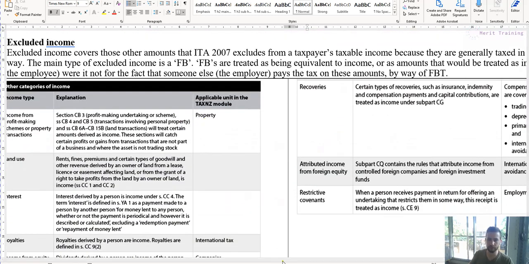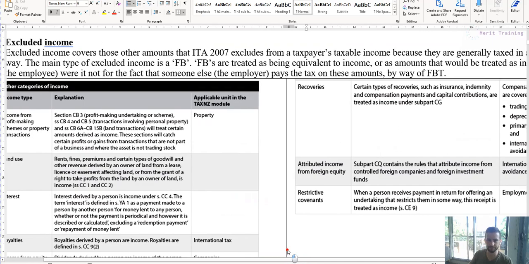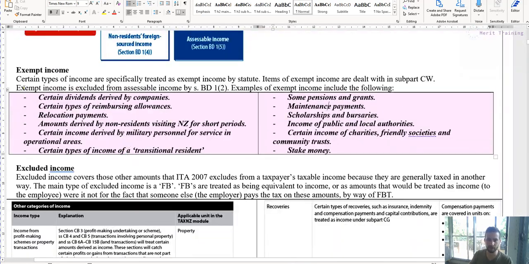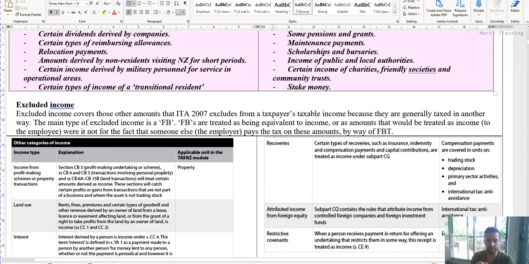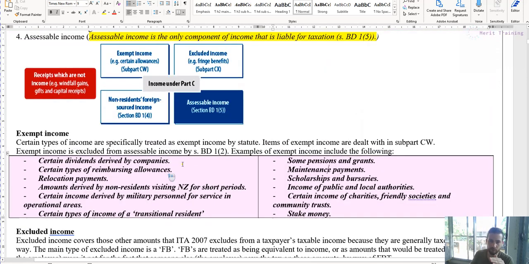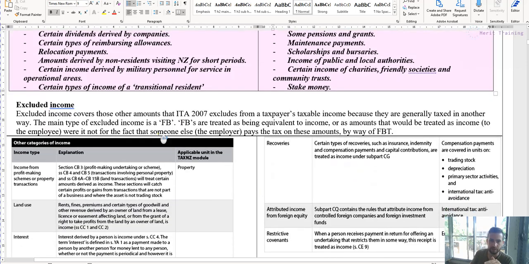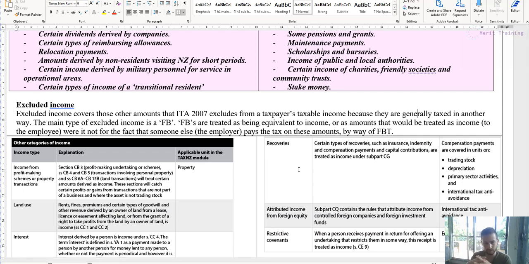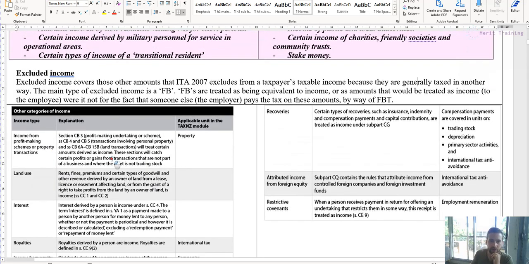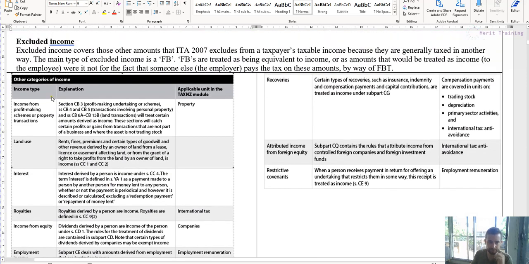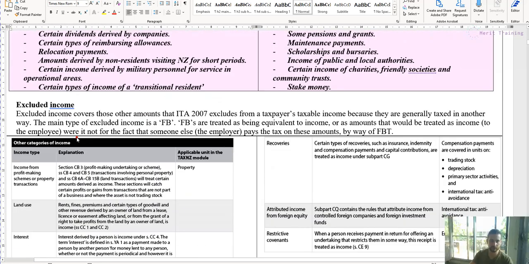The next type is excluded income. So what's the difference between excluded income and exempt income? Exempt income is specifically listed in the statute, whereas excluded income is income which is generally taxed in another way and therefore excluded on that basis. It's usually FBT. You usually pay FBT on something and therefore you don't have to pay tax on it. That extends to deductions too. For example, entertainment: you don't get a deduction for it unless you paid FBT. So here are some of the types of excluded income.